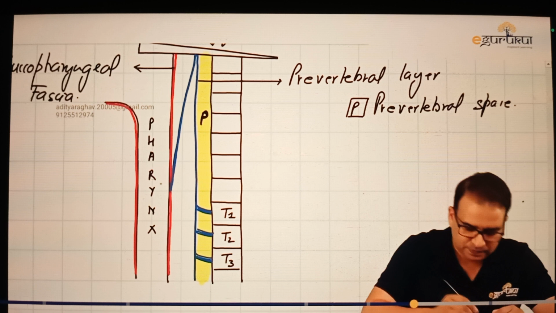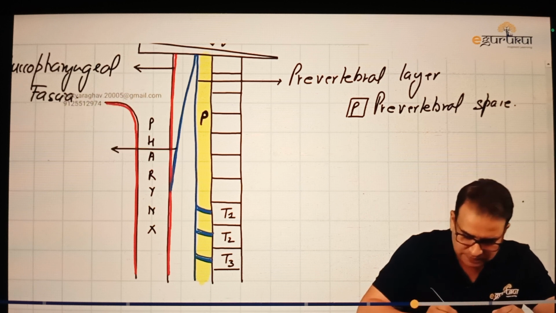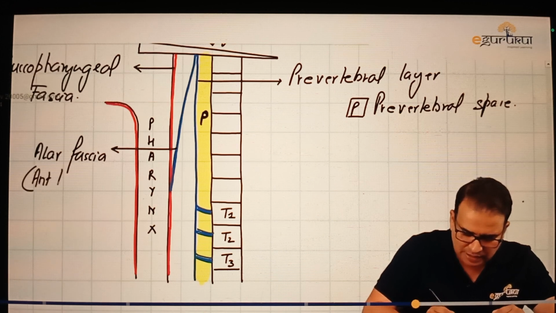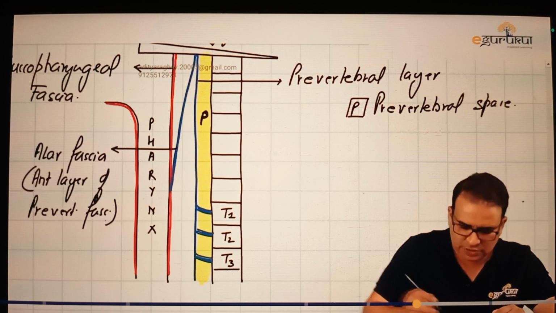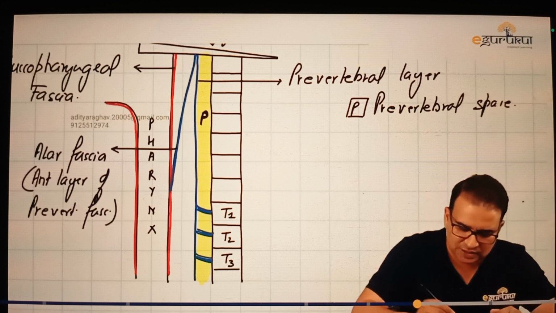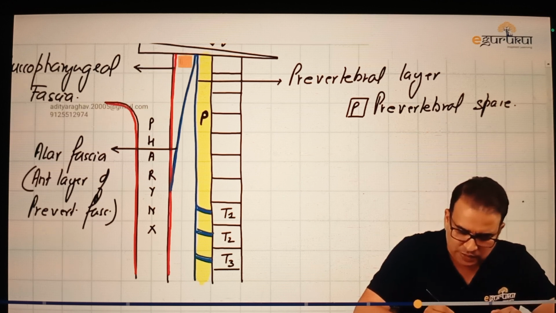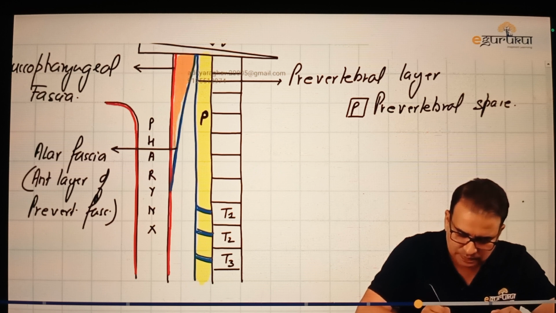It merges with the buccopharyngeal fascia. This fascia here is called the alar fascia. Alar fascia, as I said, is also referred to as what? Anterior layer of prevertebral fascia. And because of this alar fascia, you now see another space there, and this space is trapped between the buccopharyngeal fascia and the alar fascia. Look at this. This space is trapped between the buccopharyngeal and alar fascia.